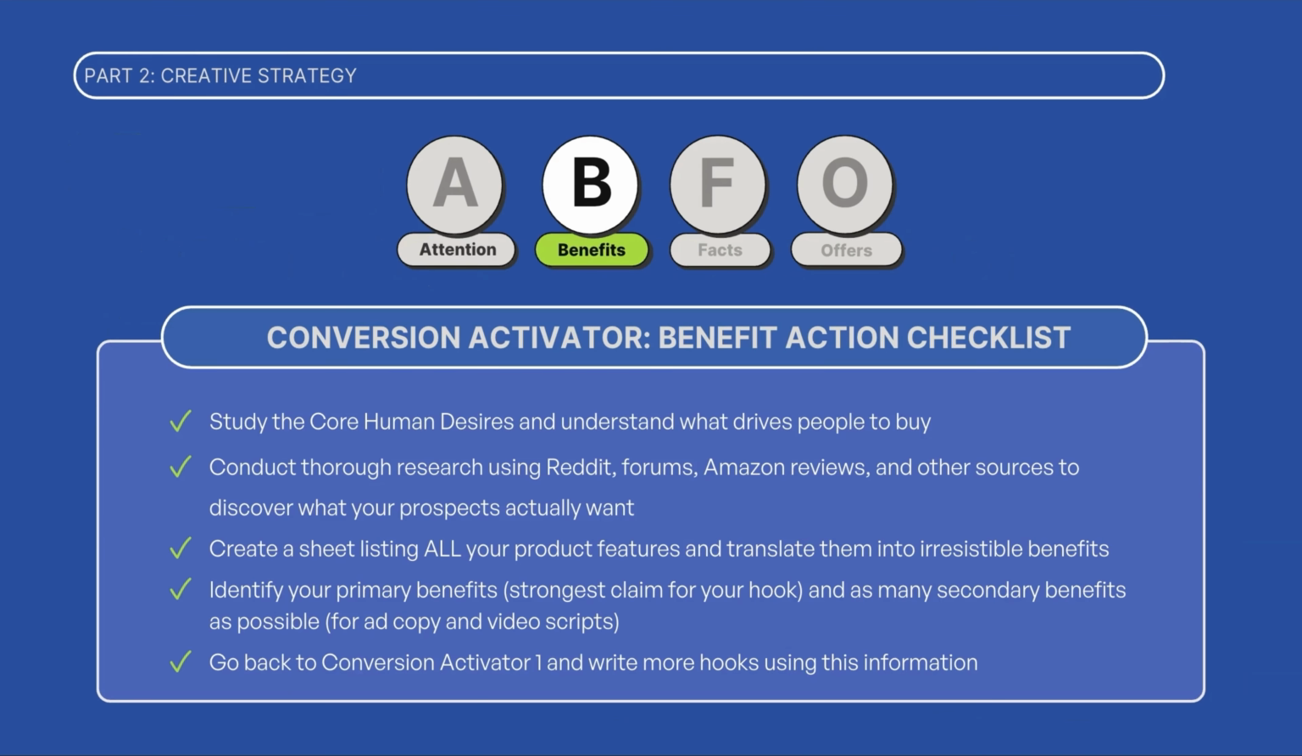So we've reached the end of our second conversion activator, benefits. Here's your action checklist. Study the core human desires and understand what drives people to buy. Conduct thorough research using the sources mentioned to discover what your prospects actually want. Create a sheet listing all of your product features and translate them into irresistible benefits. Identify your primary benefits and as many secondary benefits as possible. Go back to conversion activator number 1 and write more hooks using this information.